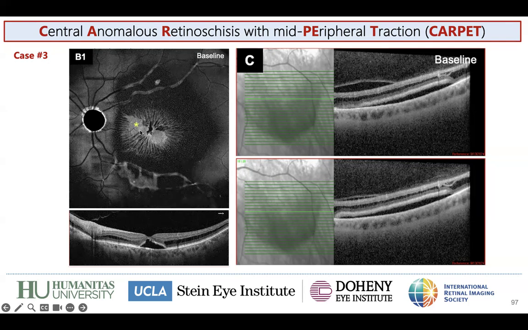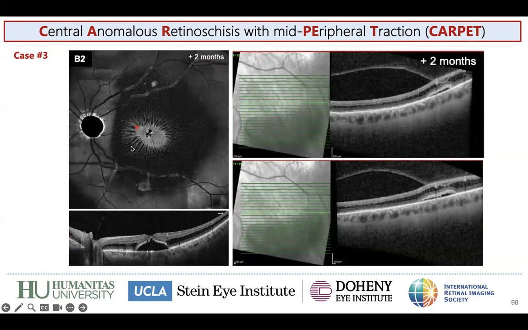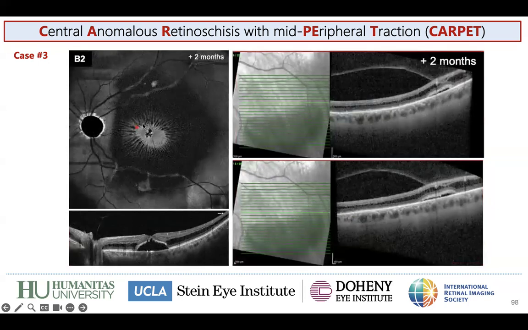Please note this nasal area of sparing, which is shown here. And along the inferotemporal arcade, there is this evolving incomplete PVD with subretinal fluid. See what happens after just 2 months. After just 2 months, there is a progression of the PVD and involvement also of the nasal area, as shown with en face OCT. There is also an increase of the central neurosensory detachment and an increasing development of these outer retinal changes, which are all characteristic features of CARPET.